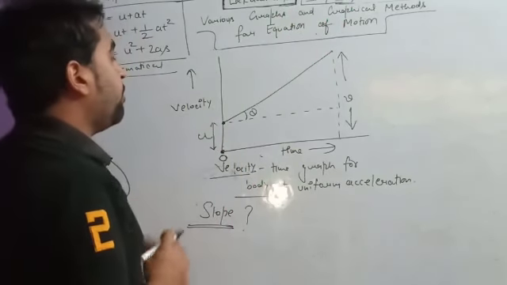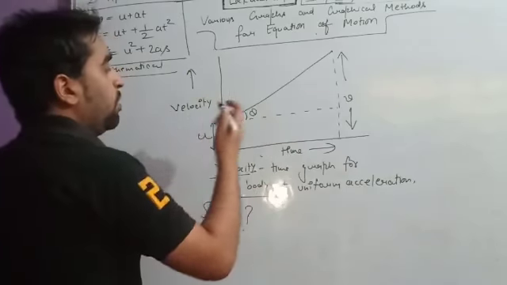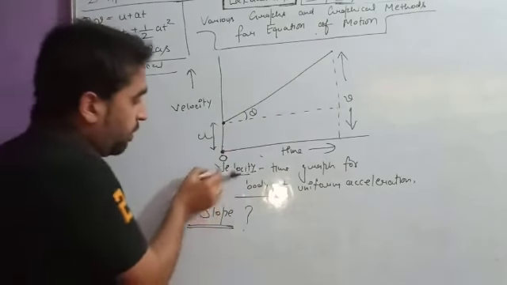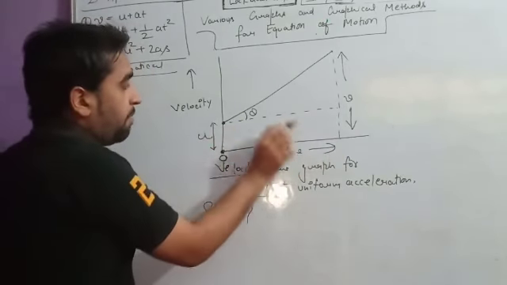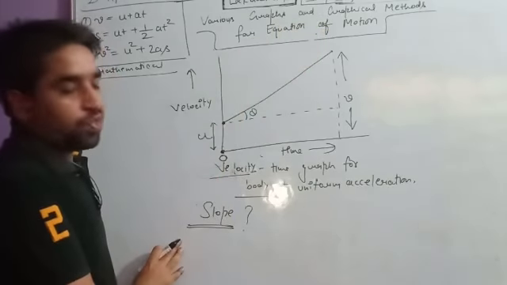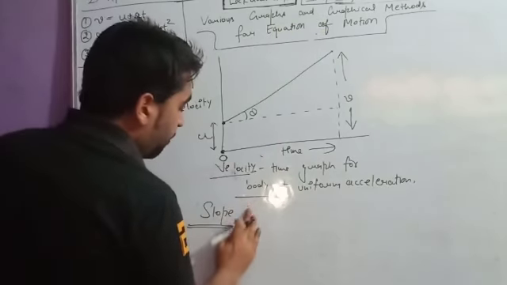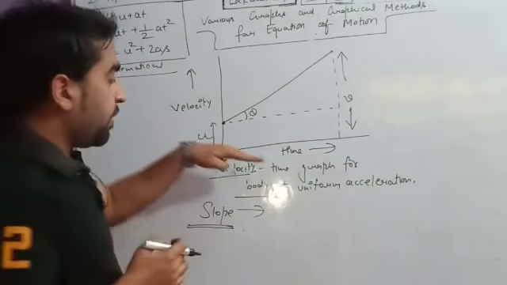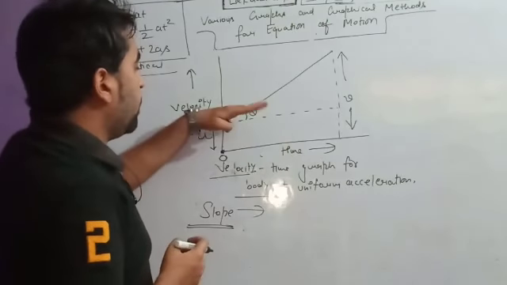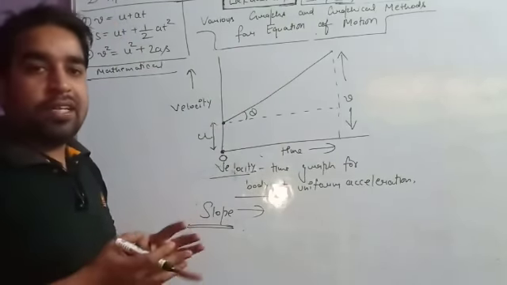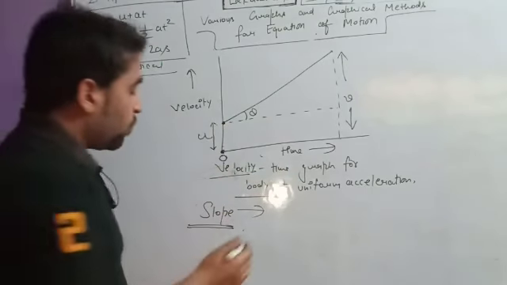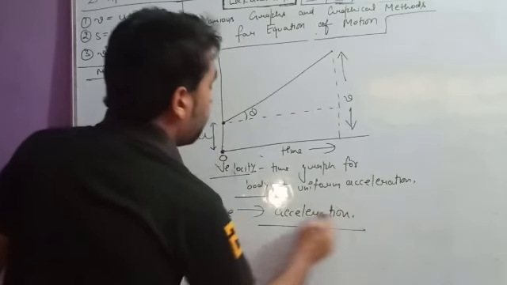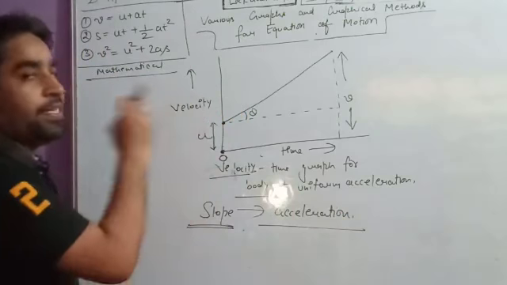Now students, which value is represented by this slope? As you can see, this slope is increasing the value of velocity with respect to time. So with respect to time, there is increment in the value of velocity. Because as soon as the time passes, the velocity is increasing. So it is the change in velocity with respect to time. So this slope represents acceleration. Okay, so please remember this, the slope of velocity time graph represents acceleration.